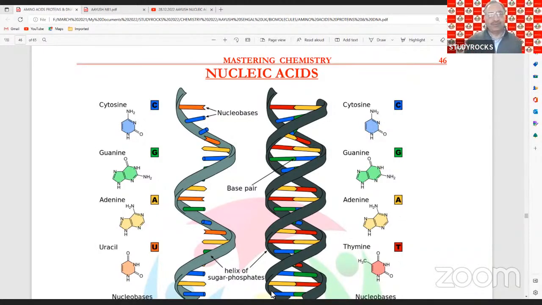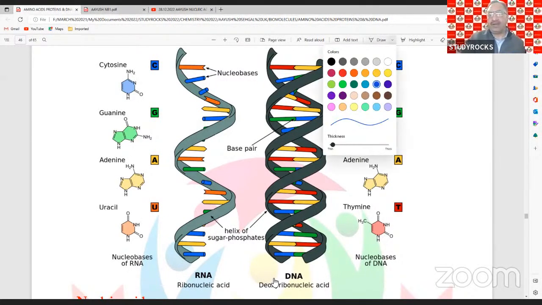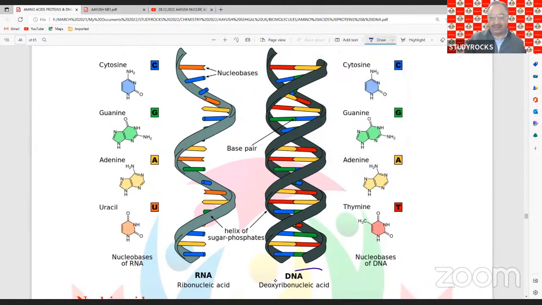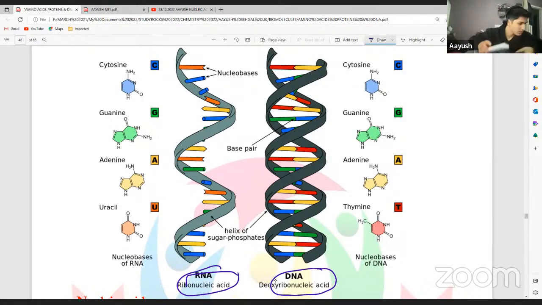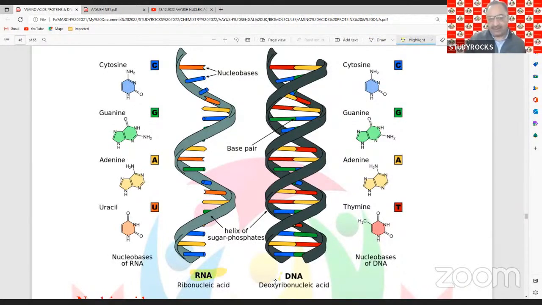So these are the two nucleic acids on your screen. Left hand side, it is RNA. It's a single stranded molecule. And on right hand side, it is DNA.